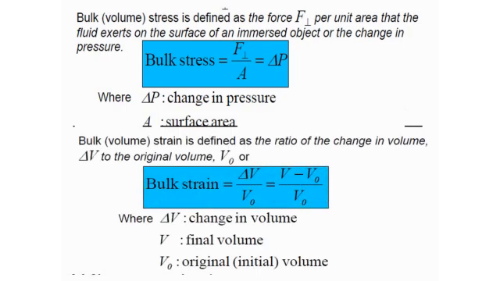Now the bulk strain is defined as the ratio of the change of the volume, denoted with delta V, to the original volume V naught. So bulk strain is equal to delta V by V naught. Delta V can be written as V minus V naught, divided by V naught, where V is the final volume and V naught is the initial volume.